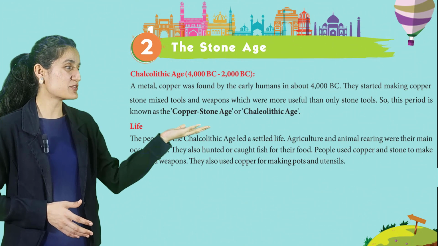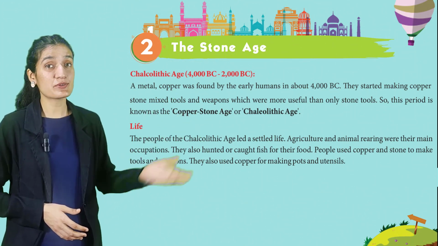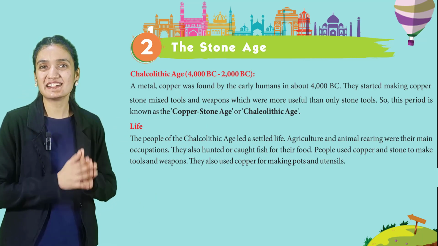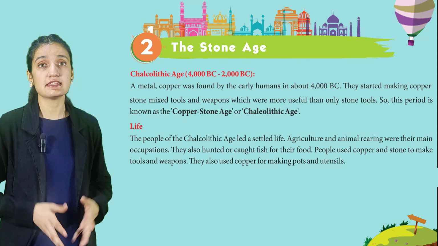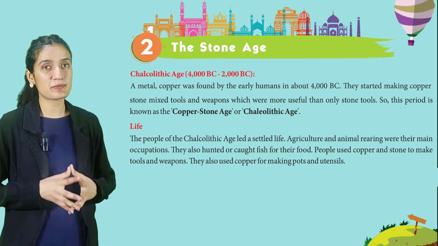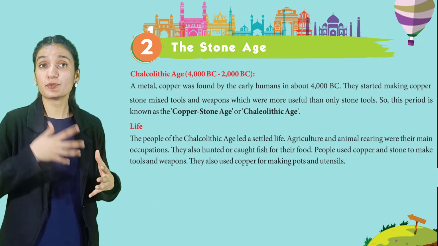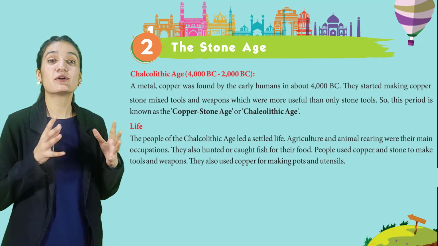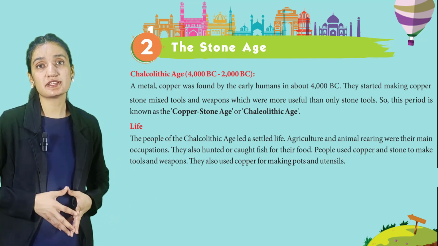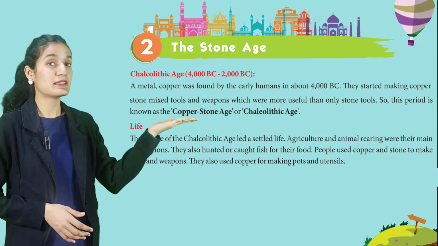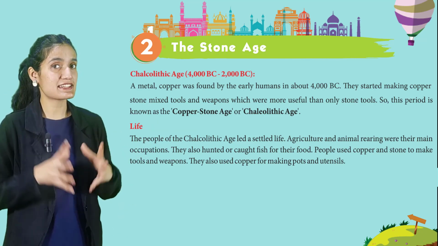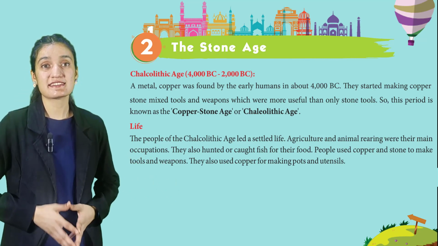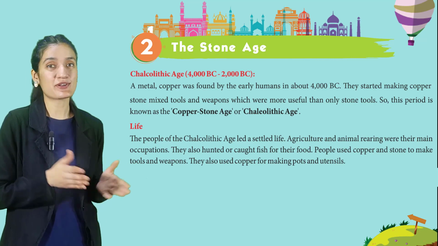Now students, let's move on to the Chalcolithic age, 4000 BC to 2000 BC. A metal, copper, was found by the early humans in about 4000 BC. They started making copper-stone mixed tools and weapons which were more useful than only stone tools. So this period is known as the Copper Stone Age or Chalcolithic age. Life. The people of the Chalcolithic age led a settled life. Agriculture and animal rearing were their main occupations. They also hunted and caught fish for their food.